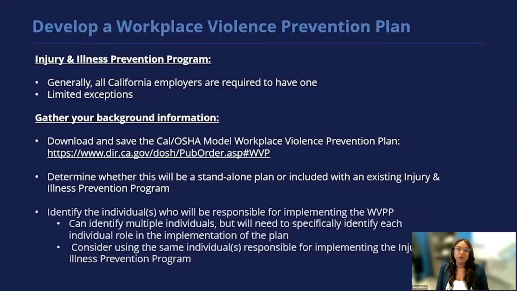The first thing that you want to do is identify the individual or the individuals who are going to be responsible for implementing this plan. You can have more than one person responsible, but as you'll see on the plan, you will need to identify exactly who is, what role they have and what their specific titles are. And you may want to use the same individual that's responsible for your injury and illness prevention program, your IIPP, because there is a lot of overlapping information.